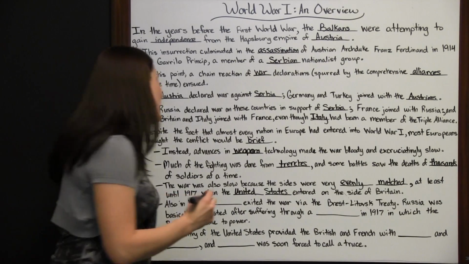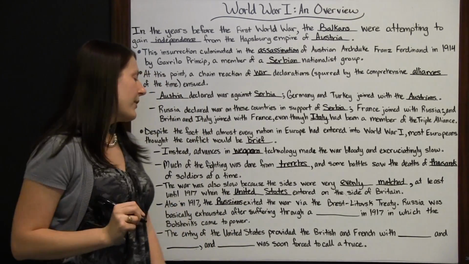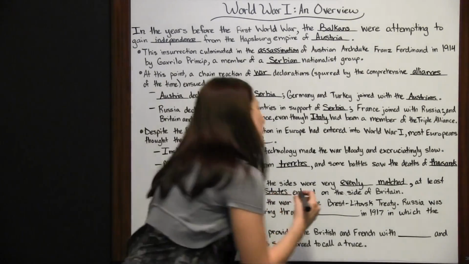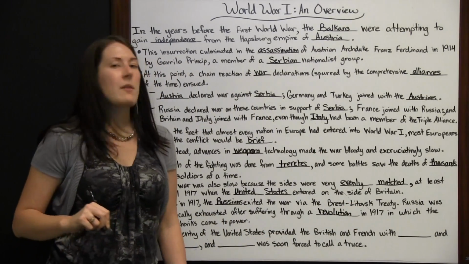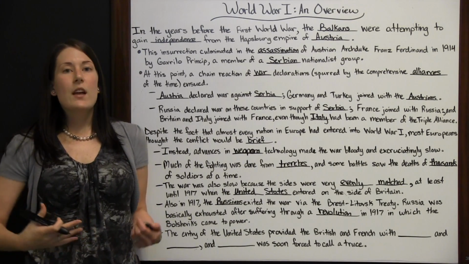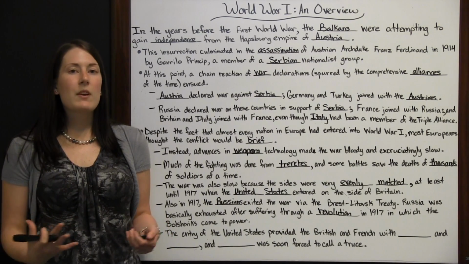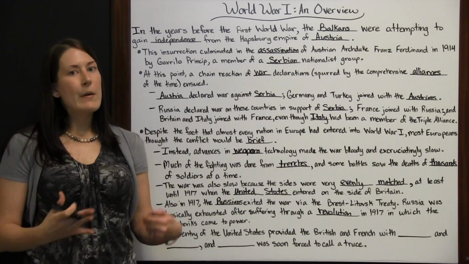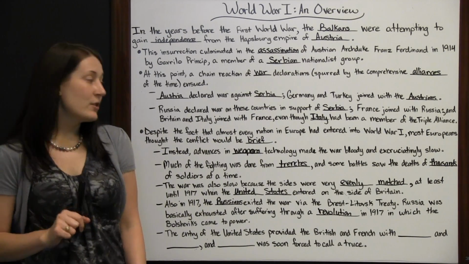Also in 1917, the Russians exited the war via the Brest-Litovsk Treaty. And Russia was basically exhausted after suffering through a revolution in 1917 in which the Bolsheviks came to power. So Russia wasn't trying to bail on Serbia after declaring their support. They just were exhausted. They didn't have the troops, they didn't have the supplies, they were already messed up internally because they had had this internal revolution, and so they signed a treaty all on their own and backed out of World War I.